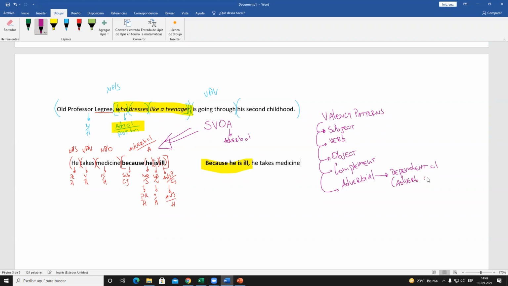Sí, profe, gracias. ¿Cachai? Es porque se vuelve un adverbial del valency pattern. Entonces, en este otro valency pattern, la adverb clause es adverbial y todo queda igual, pero con la A adelante. Ahí está el sujeto, verbo, objeto. Entonces, el valency pattern de esto es ASVO. ¿Cachai? Eso se puede hacer, sí, porque la adverbial se puede mover. Esa se mueve. Las otras no se mueven. ¿Alguna duda?